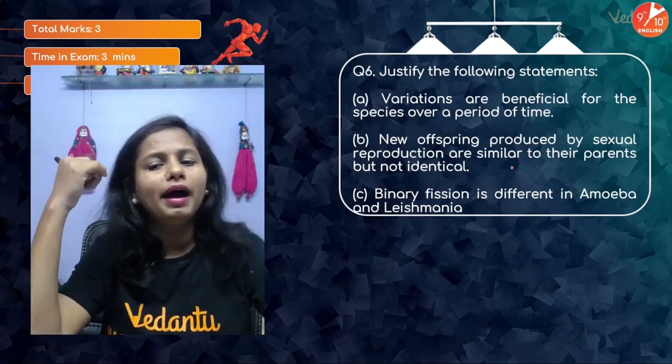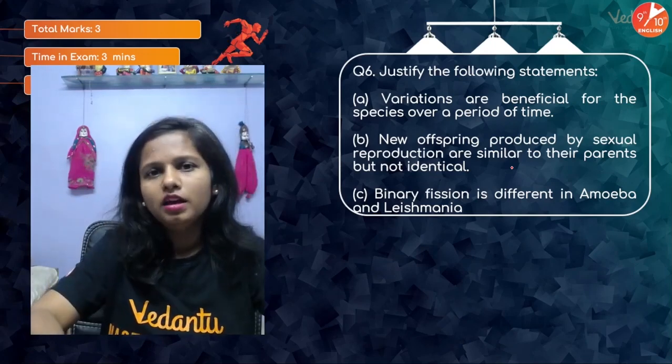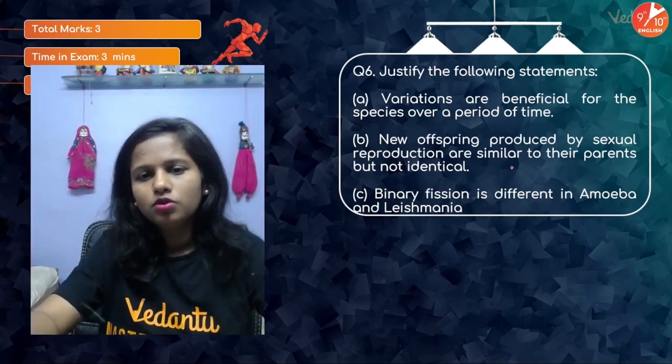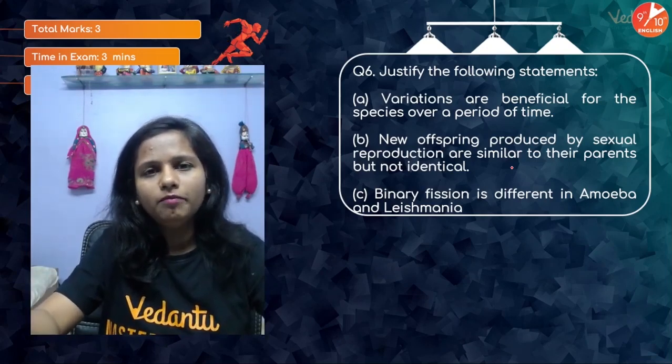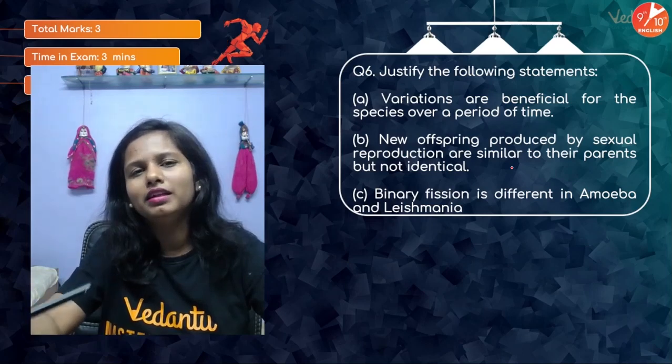Then binary fission is different in amoeba and leishmania. Amoeba itself does not have a fixed shape, so when it divides with the help of binary fission, it divides through any plane, and hence it's called simple binary fission.